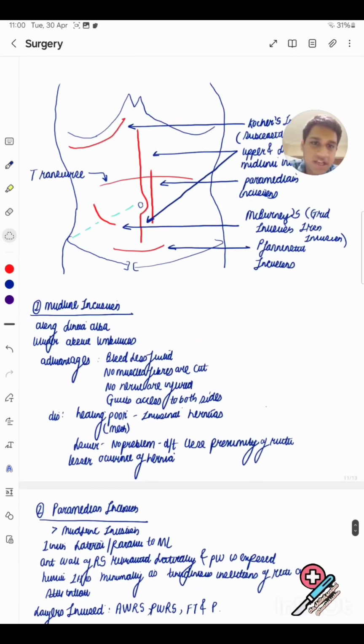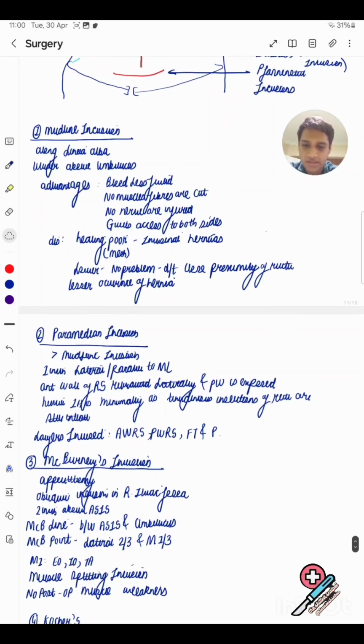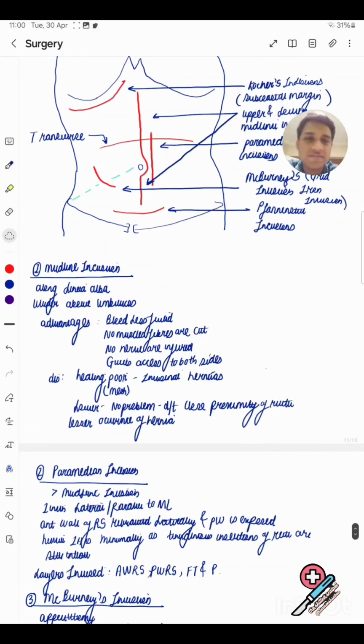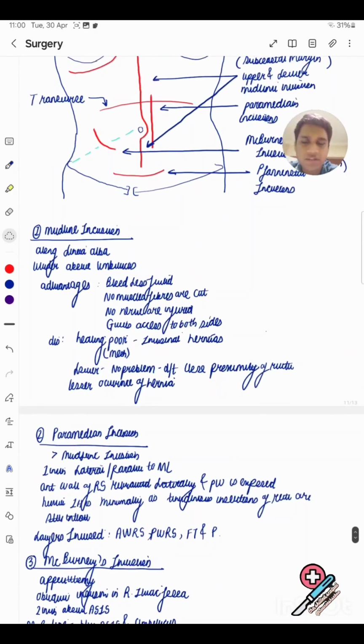The McBurney's incision, as we can see here, is a transverse incision on the right, which is done for appendicectomy. It is an oblique incision in the right iliac fossa. As we can see, this is the McBurney's line which runs from the umbilicus to the ASIS, and the McBurney's or gridiron incision is taken at the junction of the lateral 2/3 and medial 1/3 of the McBurney's line. It is taken approximately 2 inches above the ASIS.